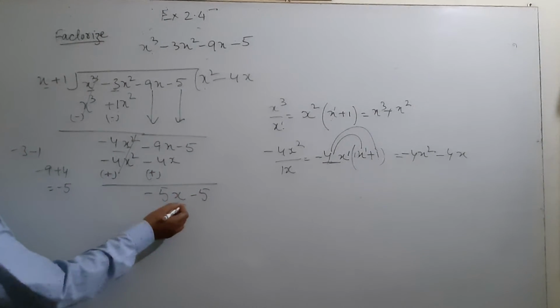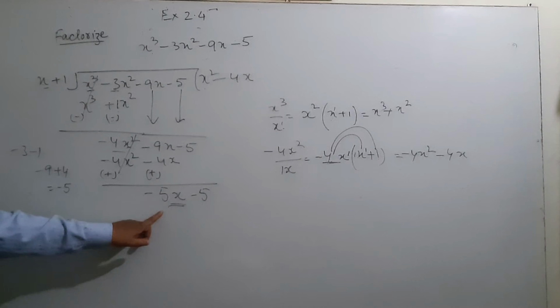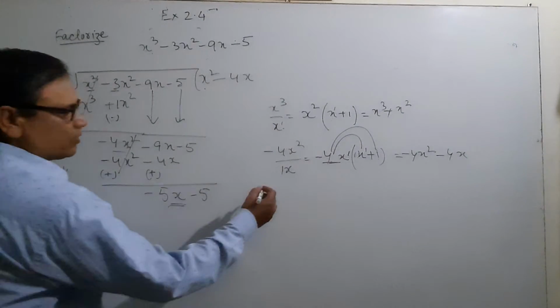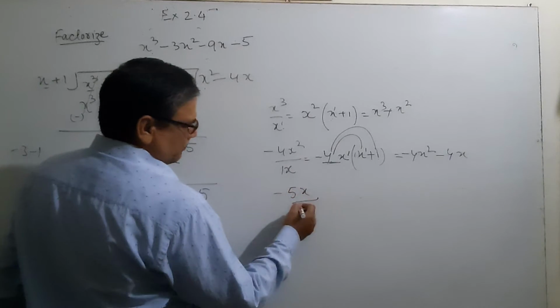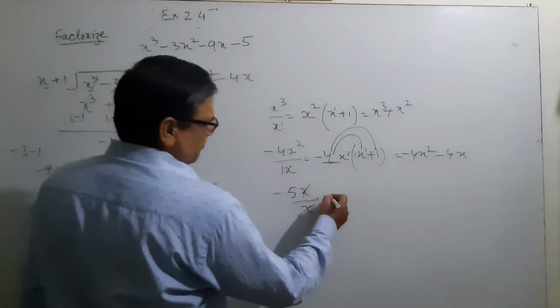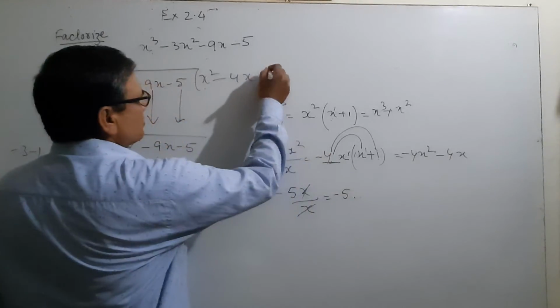And now the degree of the remainder is 1. Here the degree of the divisor is 1. Both are the same. That means we have to divide again. Minus 5x divided by x. x will cut. What is left? Minus 5. This is minus 5.